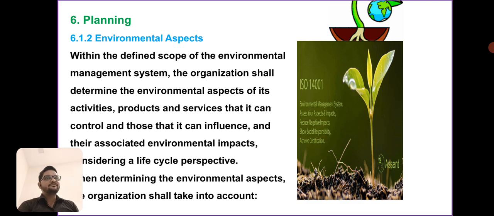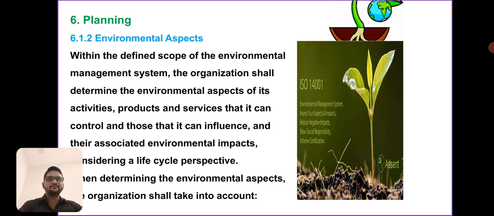Now, next is 6.1.2, that is environmental aspects. Means within the defined scope of the environmental management system, the organization shall determine the environmental aspects of its activities. Already I have made a video on environmental aspects and their impacts. We can refer to it for details on environmental aspects and related impacts. Now, the environmental aspects of its activities, products and services that it can control and those that it can influence, and their associated environmental impacts, considering a life cycle perspective.